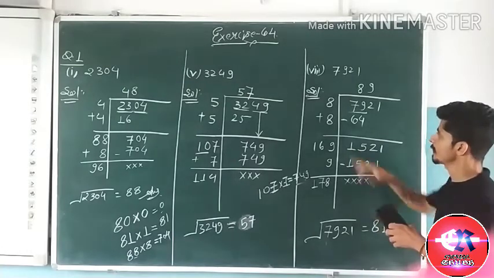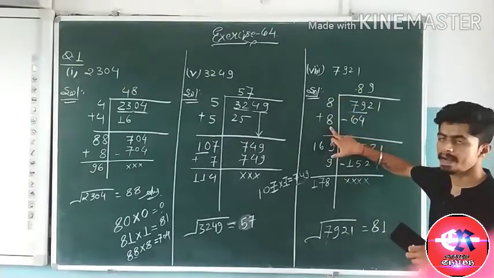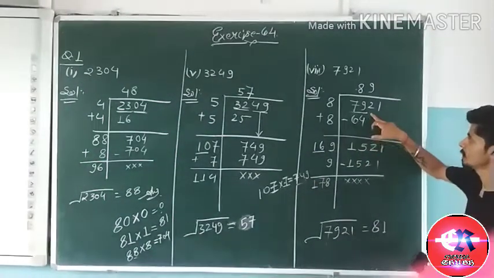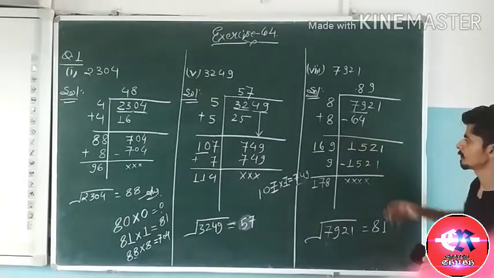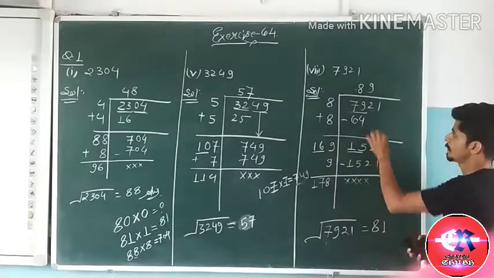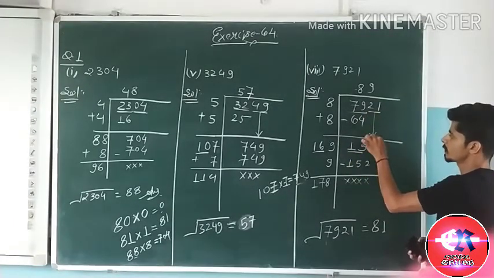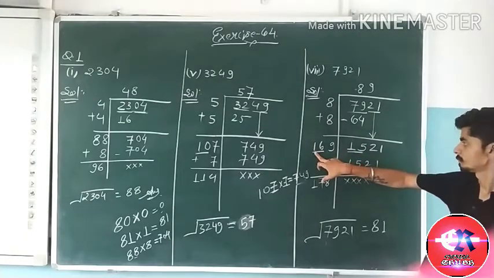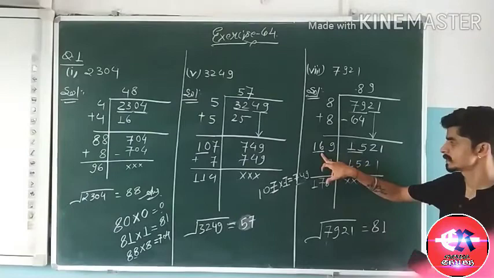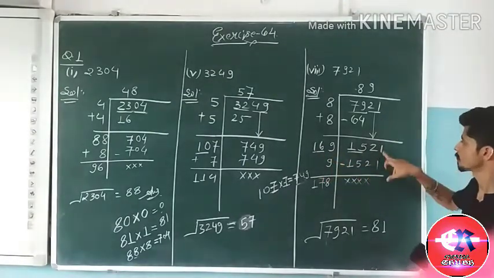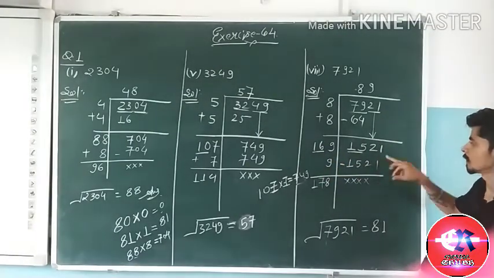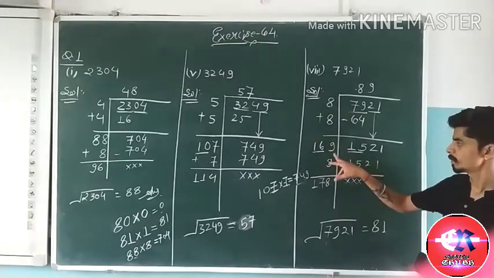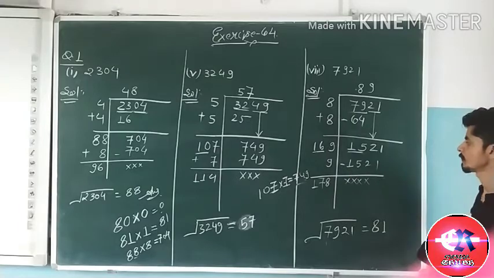Since we have taken 8, 8 will also be added with 8. We get 16 here. After that 64 is subtracted. We get 15 here, and 21 is the second pair, which comes down because 15 is less than 16. It will not divide, so we have to take 21 down. Now we have to find a number by which a new number will be multiplied to get 1521.